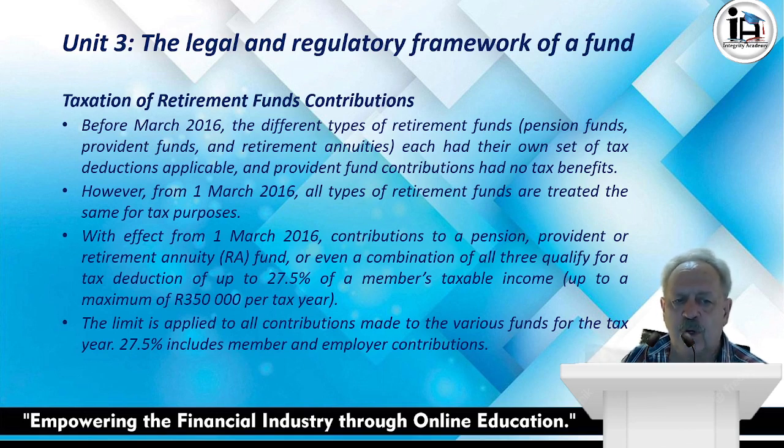With effect from 1 March 2016, contributions to a pension, provident, or retirement annuity fund, or even a combination of all three, qualify for the deduction of 27.5%, as discussed earlier, of a member's taxable income up to a maximum of 350,000 per tax year. The limit is applied to all contributions made to the various funds for tax purposes. The 27.5% includes member and employer contributions.